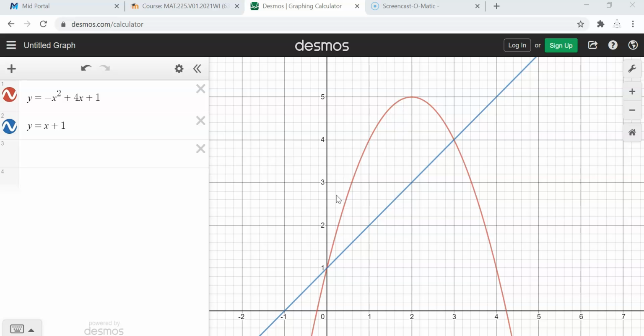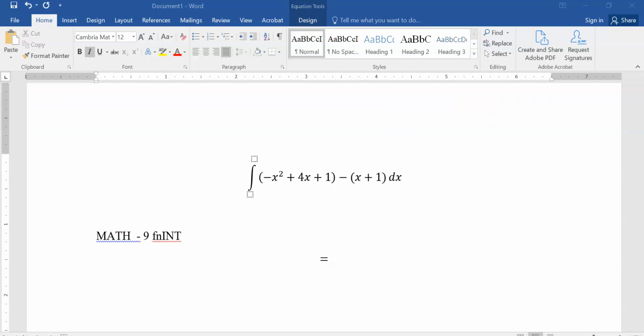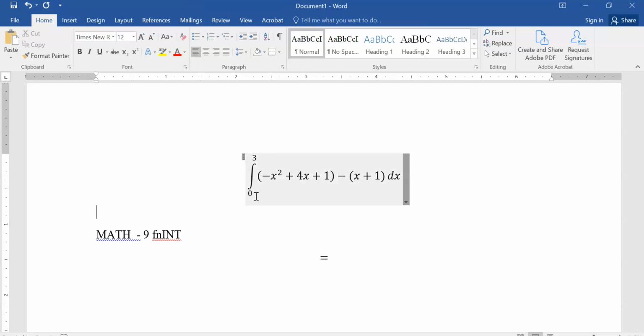In this case, it's the parabola. So that's all we have to do. From there, it's pretty self-explanatory. I know the parabola is on top, so I'm going to put that first. Then I'm going to subtract the line because that's on bottom in my bounded region. And then, just like I said, we're going to integrate this from 0 to 3.